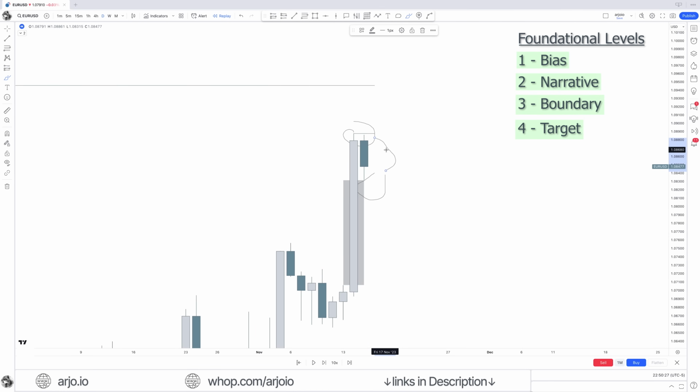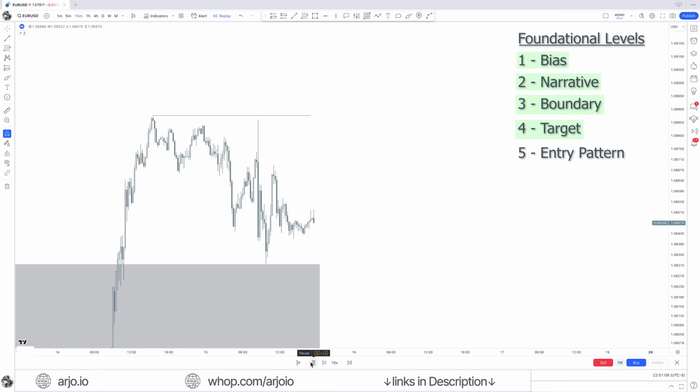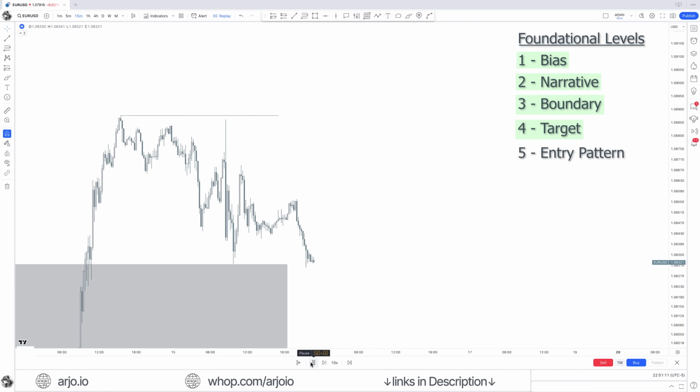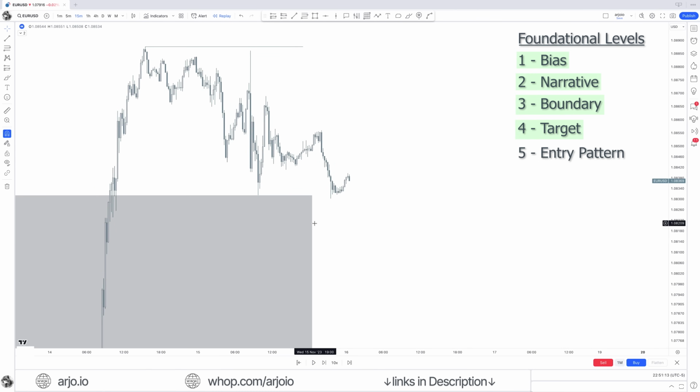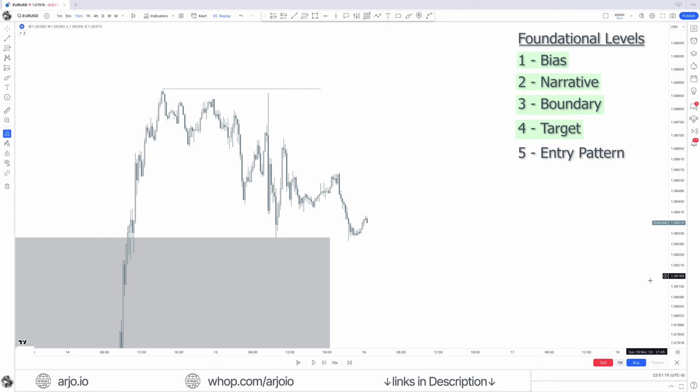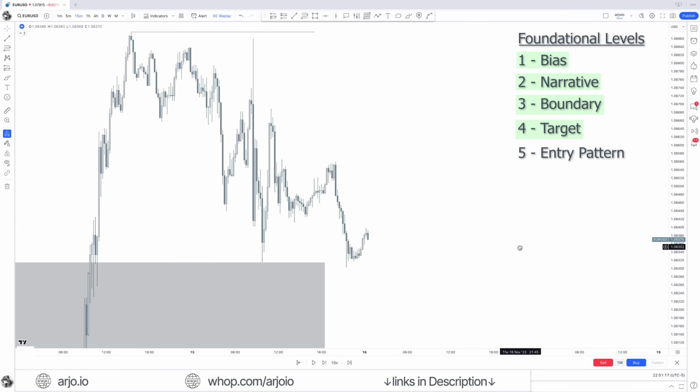All right, perfect. Then what is it time for? It is time to wait for that discount array, the daily fair value gap, to be traded into, to then potentially show us our entry pattern. So if we now dive into the 15-minute time frame, we can see that we are slowly getting into that daily fair value gap right there. And now we can expect higher prices off of that.